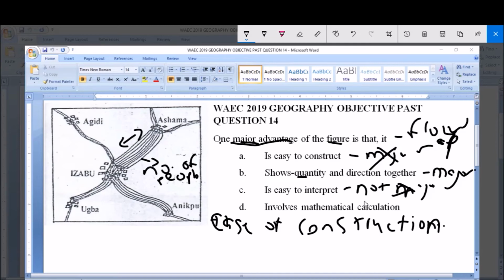So the correct answer is B, shows quantity and direction together. This is considered a major advantage of the flow map.